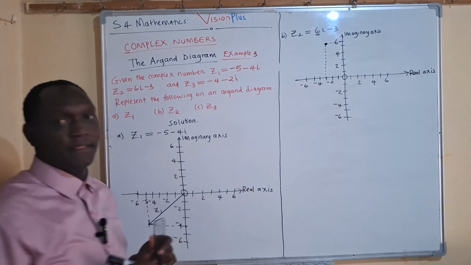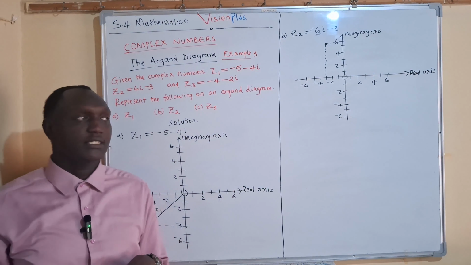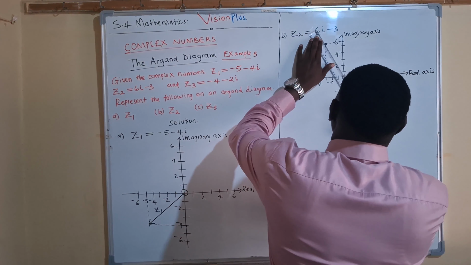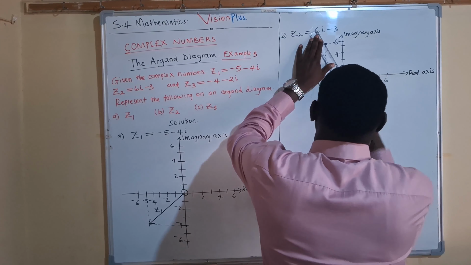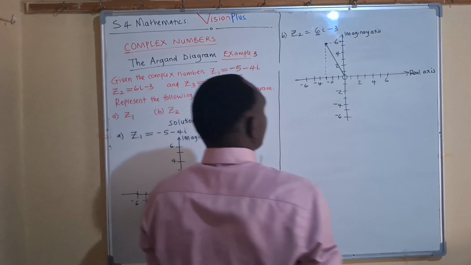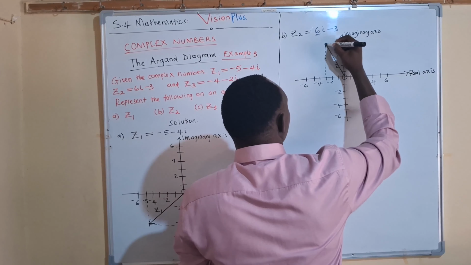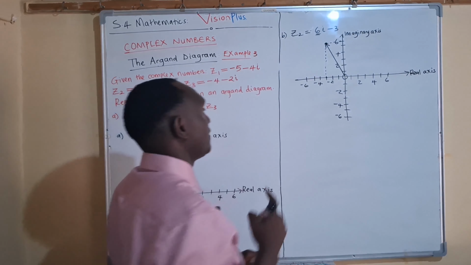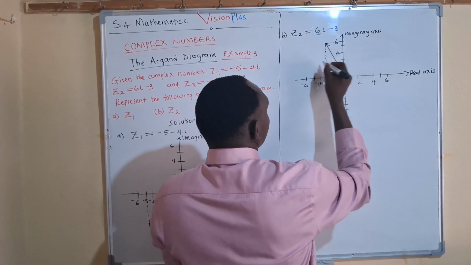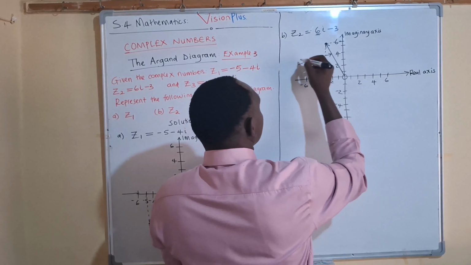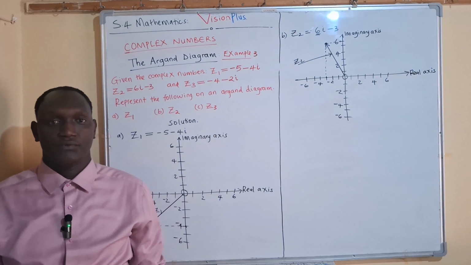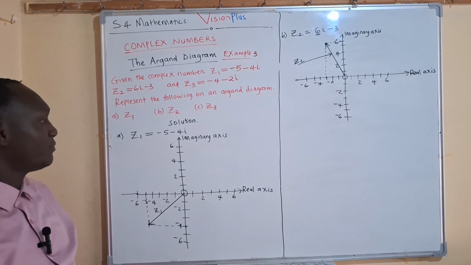So what do we do? We draw a straight line from the origin to that point at the intersection of the real and the imaginary values, which is there. After drawing that straight line, we put an arrow on the head, and this is complex number Z2. Since now there's no space here, you just point at it and say that is my Z2. So that is the Argand diagram of the complex number Z2 of part B.